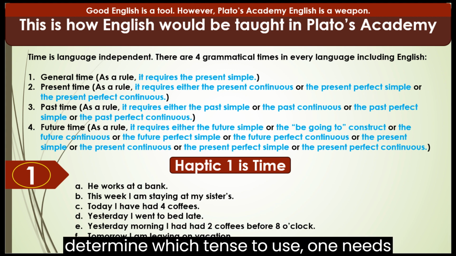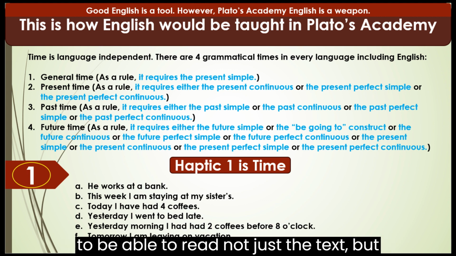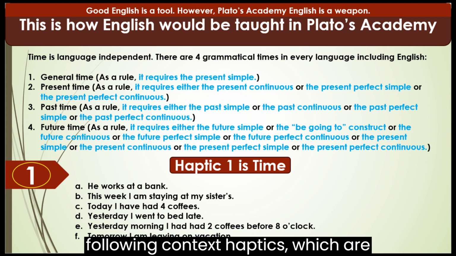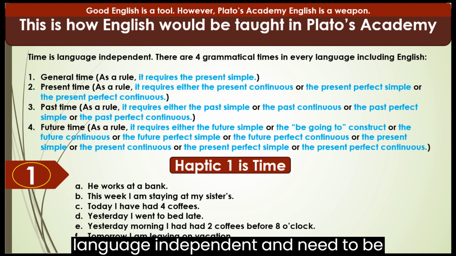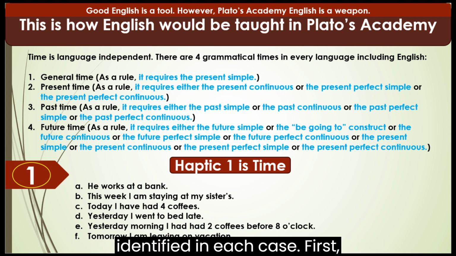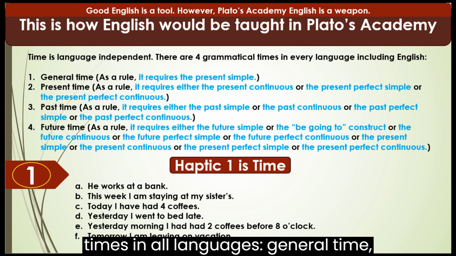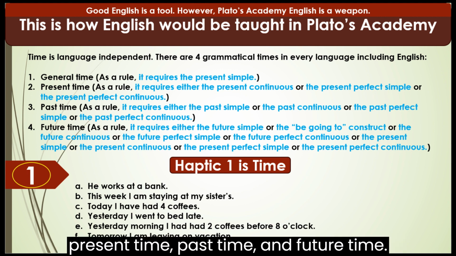To determine which tense to use, one needs to be able to read not just the text, but also the context. To read the context, one needs to be acquainted with the following context haptics, which are language independent and need to be identified in each case. First, grammatical time. There are 4 grammatical times in all languages: general time, present time, past time, and future time.